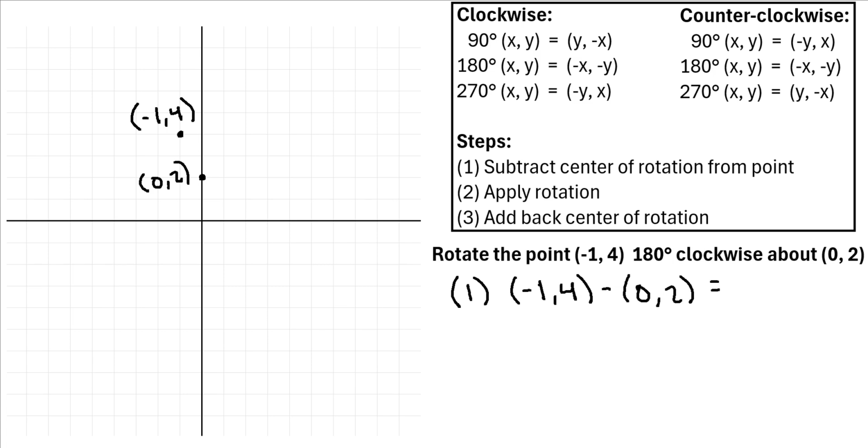So let's see what we get. -1 minus 0, that's still just a -1. And then 4 minus 2 is 2. So that's step 1. Step 2 is let's apply the rotation rule.